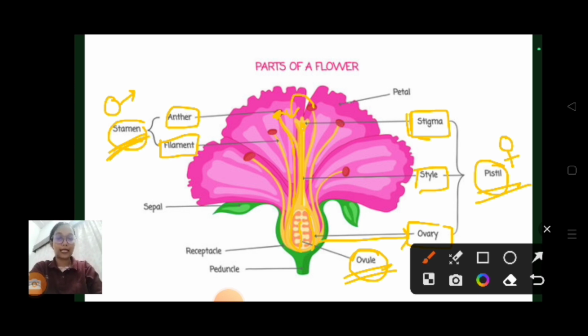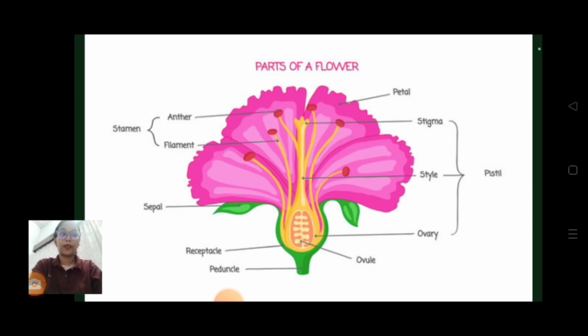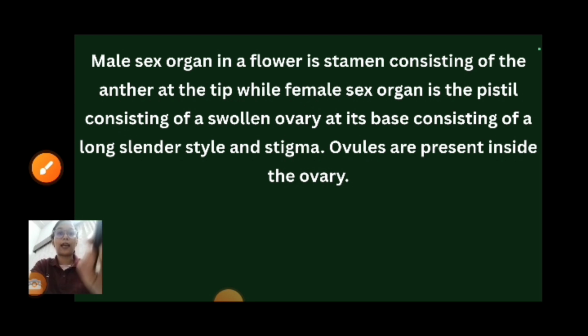Ovules are present. Okay, is it clear? Both male and female reproductive parts of a flowering plant. Stamen is your male reproductive part and pistil is your female reproductive part. Is it clear? So let's see the theory, whatever I have explained.